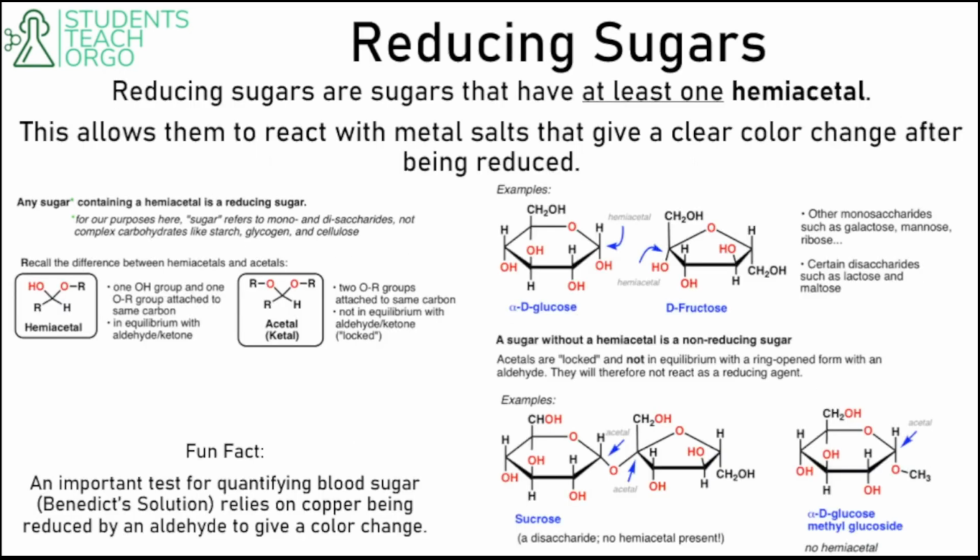So let's talk about reducing sugars. What is a reducing sugar? In all honesty, a reducing sugar is simply a sugar that has at least one hemiacetal. And this basically allows them to react with metal salts. They can reduce the salts, giving a clear color change after this reduction. There's a fun fact actually, like using Benedict's solution for blood sugar, it relies on copper being reduced. And we'll see that in the next slide. But all we care about is this hemiacetal. If you have a hemiacetal, it's a reducing sugar. If you have an acetal, it's a non-reducing sugar. And both have their uses in nature.